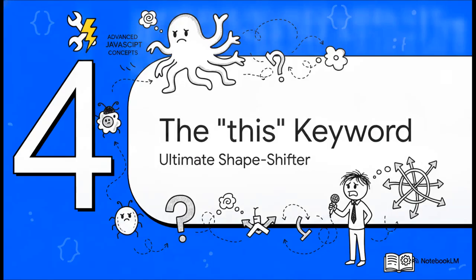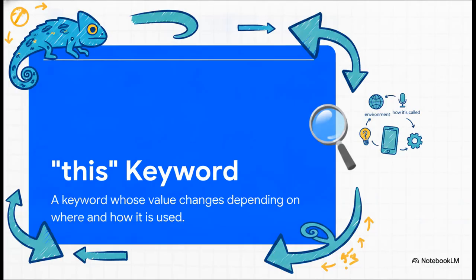Section 4. Decoding the this keyword, the ultimate shapeshifter. All right, this brings us to the final and probably most notorious topic, the one thing that causes more interview panic than almost anything else. To understand the this keyword, you just have to accept one fundamental truth. Unlike normal variables, this has absolutely no fixed identity. It's the ultimate shapeshifter. Its value completely transforms based entirely on its immediate environment and how it's being called.